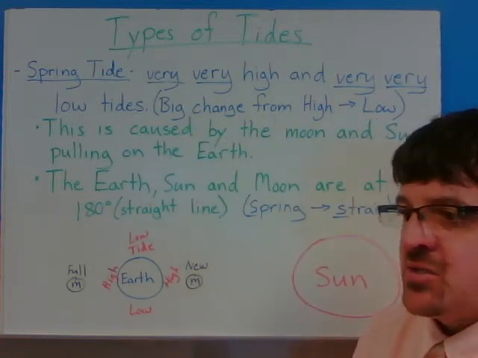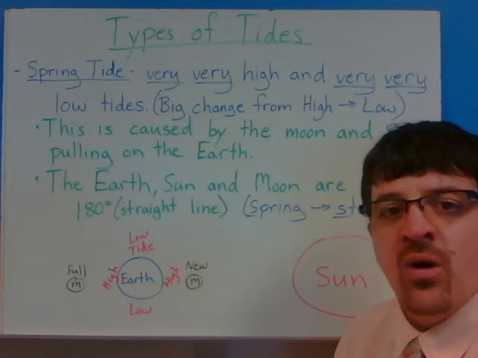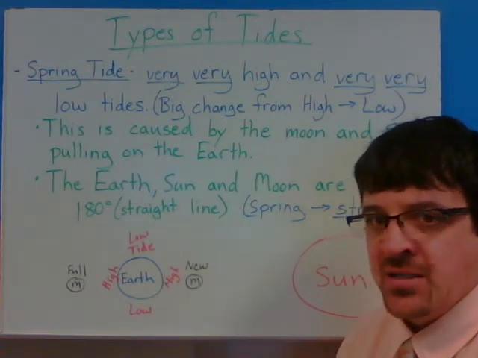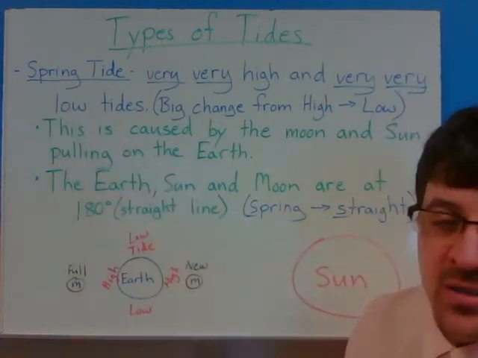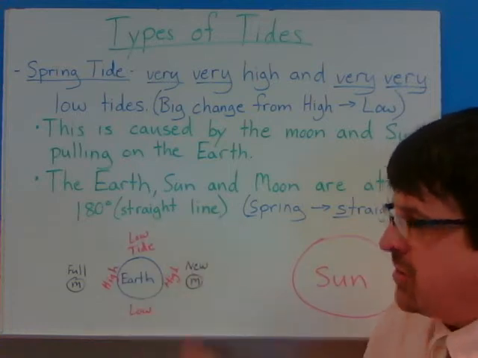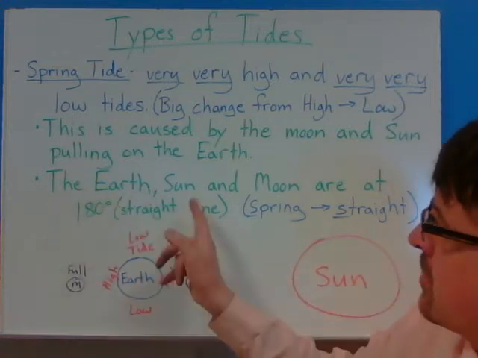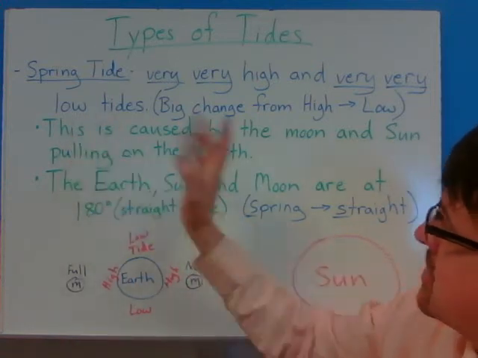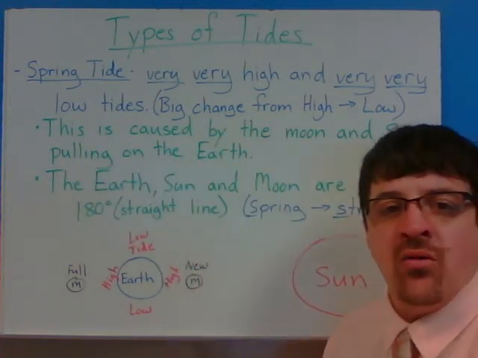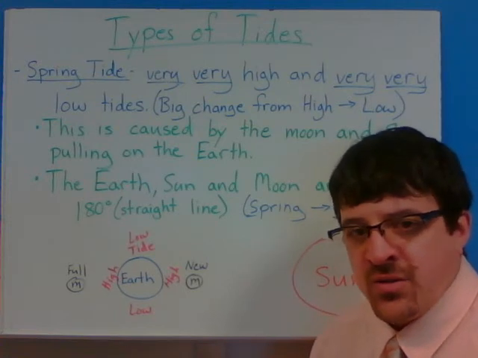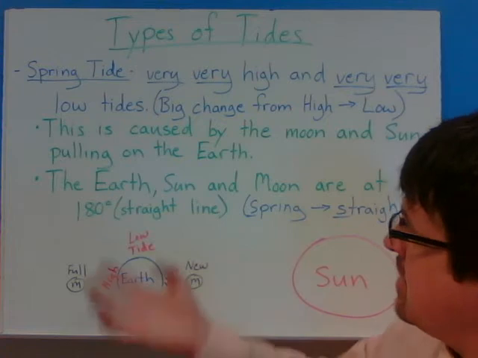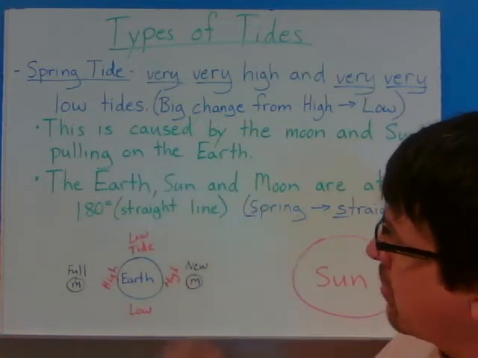I mean, there's places where they have a difference of 12 to 13 feet in the change from high tide to low tide during a spring tide. Okay, but that's what the tide is: the change in the height of the water. Now, this is caused by the moon and the sun pulling on the Earth. So it's pulling on the water. It's moving the water on the surface of the Earth, and causing it to be deeper at high tide and lower at low tide.